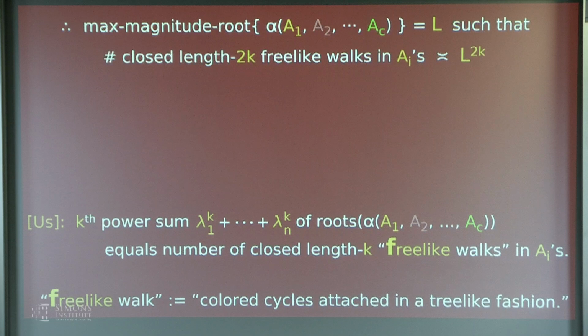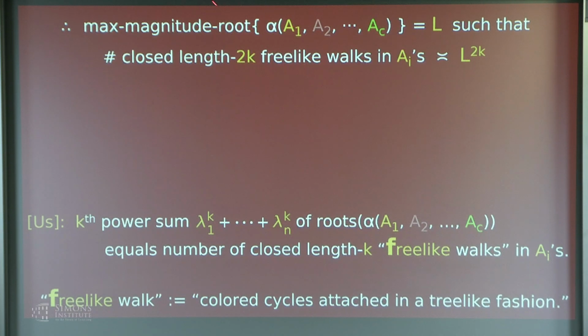Okay, so as I said, believe it or not, we're almost done because what you can do now, if you care about the largest eigenvalue in the graph, is fix the number of vertices to be a constant and take k to be super duper large. And then the kth power sum of these roots will just be dominated by the largest magnitude root to the power of k. I'll put some 2k in here just in case the root is negative.